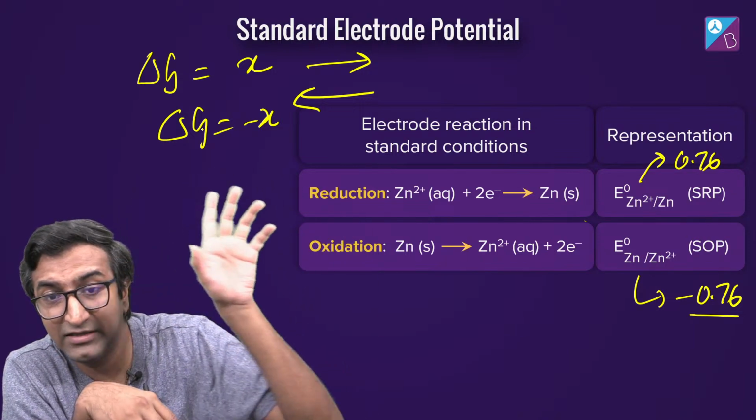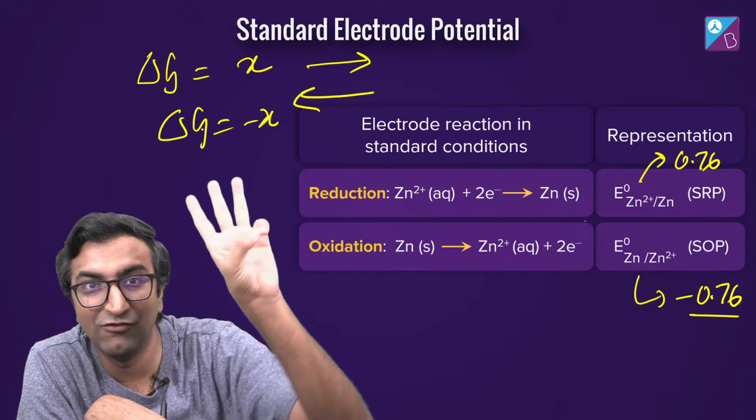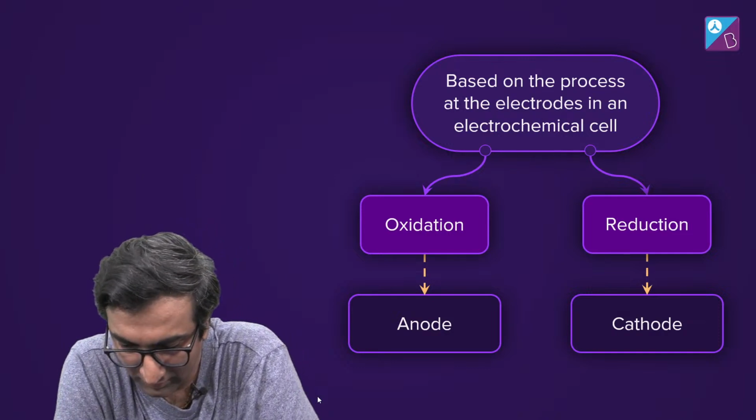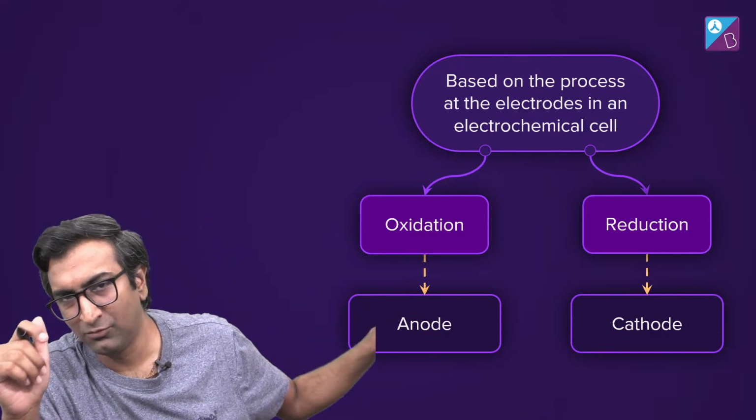In fact, the E naught comes from delta G itself. We'll do that when we do the Nernst equation. Okay, cool. And this is one thing that is important, and probably the most important thing in today's session.